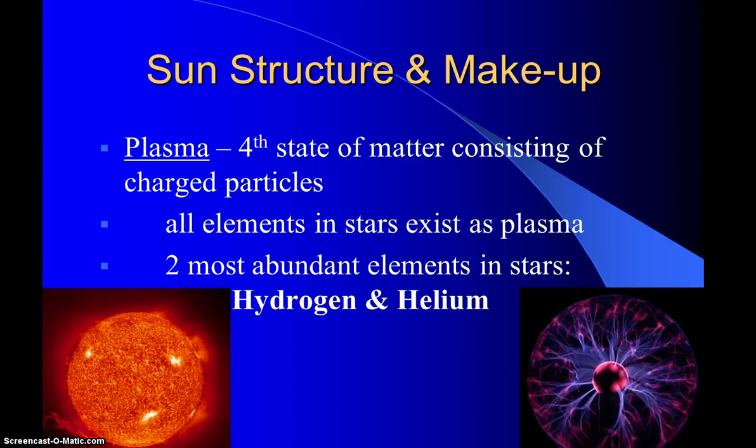So stars have elements in there that exist as plasma. Not as a liquid, not as a gas, but as plasma. The 2 most abundant elements in stars, and you definitely need to know this, are the 2 lightest elements on the periodic table, hydrogen and helium. Hydrogen's the lightest, helium's the next lightest. And they are the most abundant in the universe too, my friends.